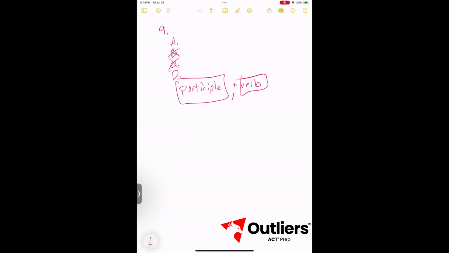And you can also tell that that's correct because if we take out that parenthetical, it sounds great. Bentley would collect the snowflakes and snap a photo. Sounds perfect. And that one is our correct answer, answer D.